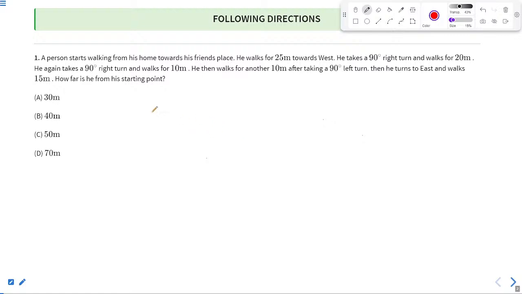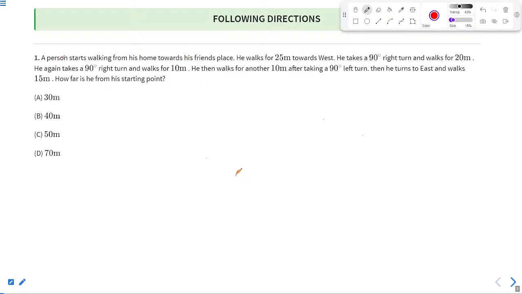Question 1. Following directions. A person starts walking from his home towards his friend's place. He walks 25 miles to his west, takes a 90-degree turn, walks 20 miles again. He again takes a 90-degree right turn, walks 10 miles. He then walks another 10 after taking a 90-degree left turn. He then turns east and walks 15. How far is he from his starting point?